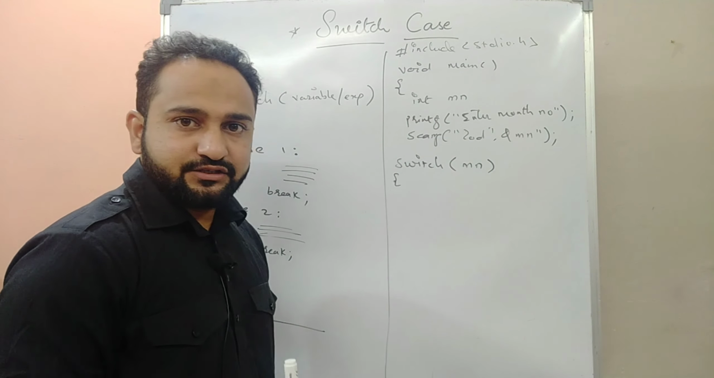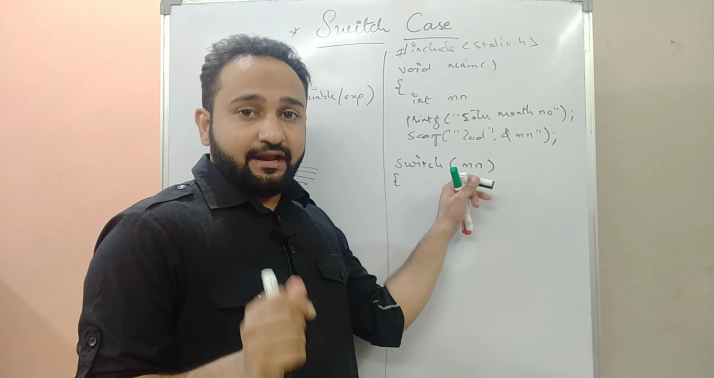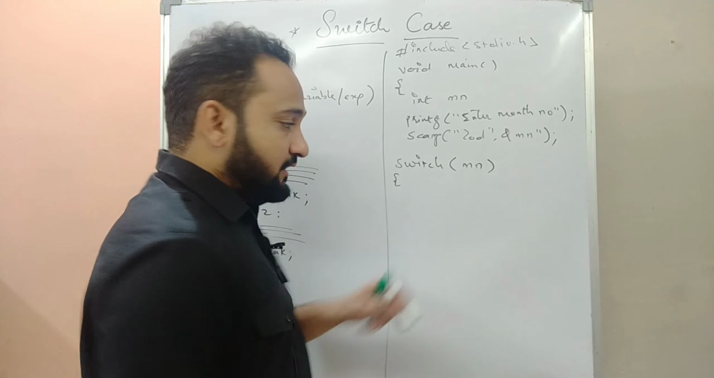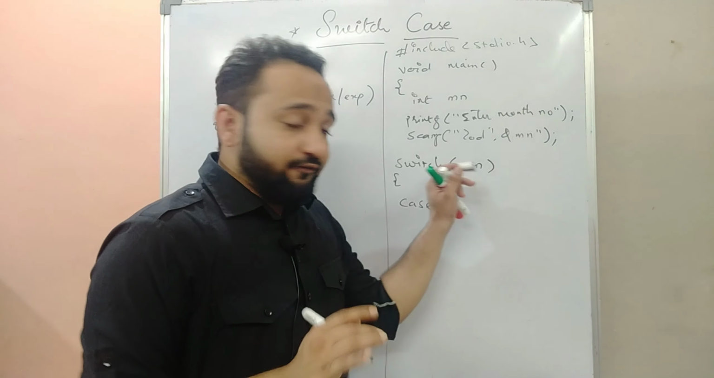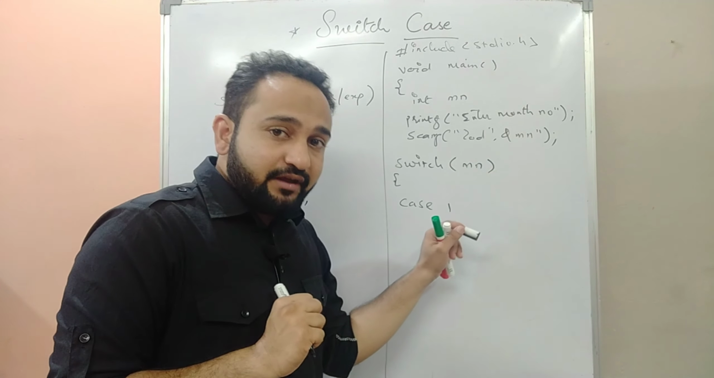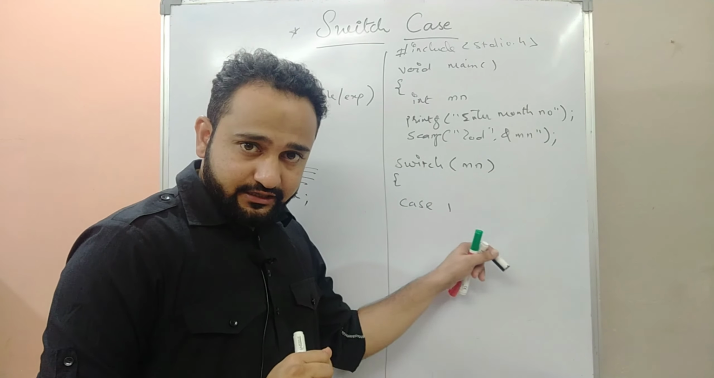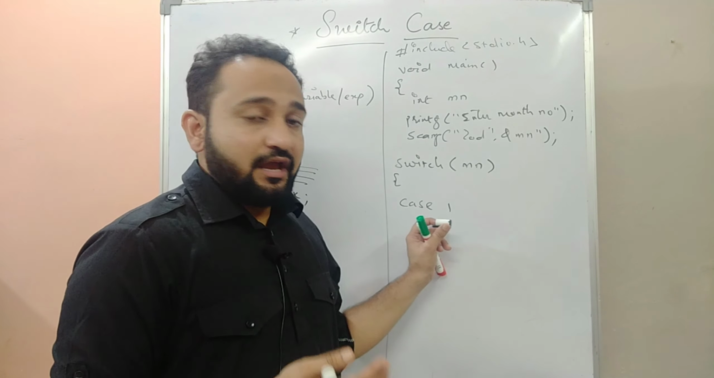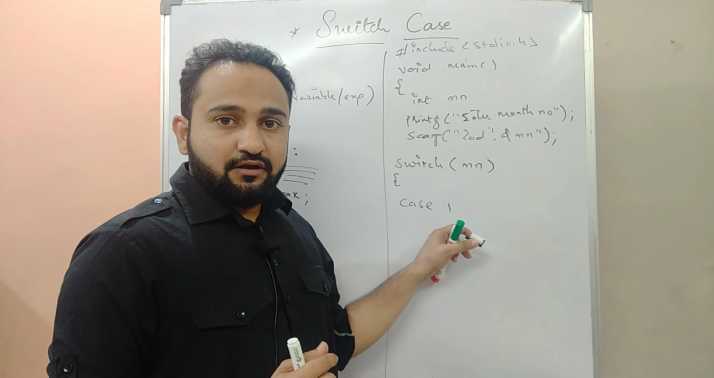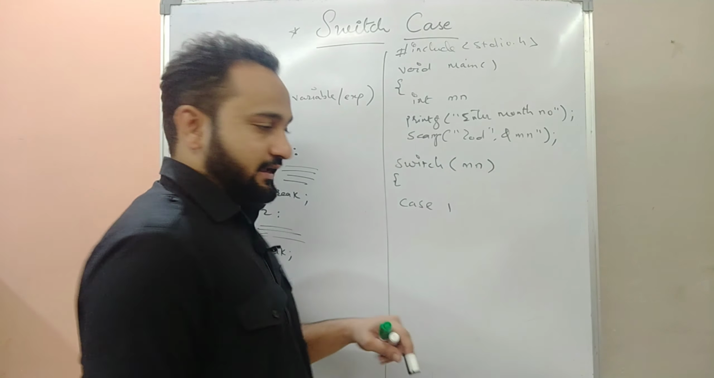Now again I'm repeating, cases means what can be the value of mn. When I write case 1, it means if the value of this variable is 1, this case will be true, and whatever you write inside this case, that thing will get printed. Simply you can say this is the condition: if the value of mn equals 1, then what you will do, you will write like this.